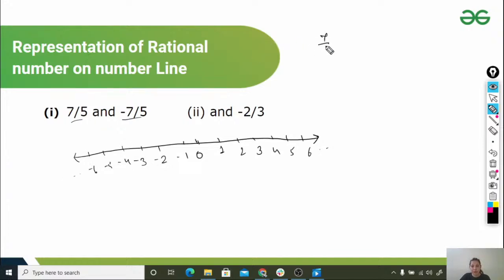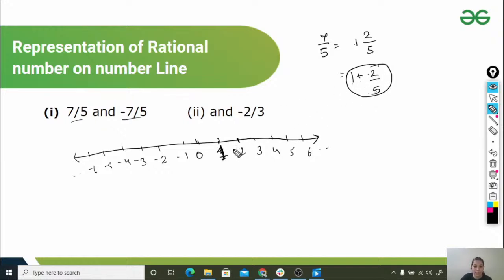Now 7 by 5, it can be represented as a mixed fraction. So 5 ones are 5 and plus 2 is 7 by 5, that is 1 and 2 by 5, and it can be written as 1 plus 2 by 5. So now we have to plot this number on the number line. So it is 1 plus 2 by 5, so we will go on 1. Now the number I need is 1 plus 2 by 5. It's smaller than 2, so the number will lie in between, because we have to add to 1 and this number is smaller than 2.